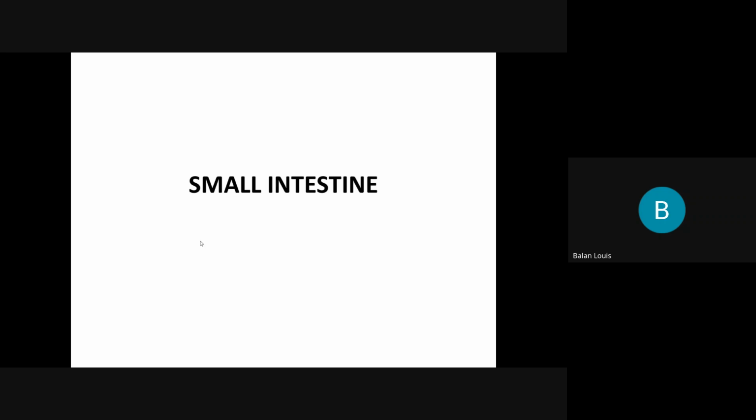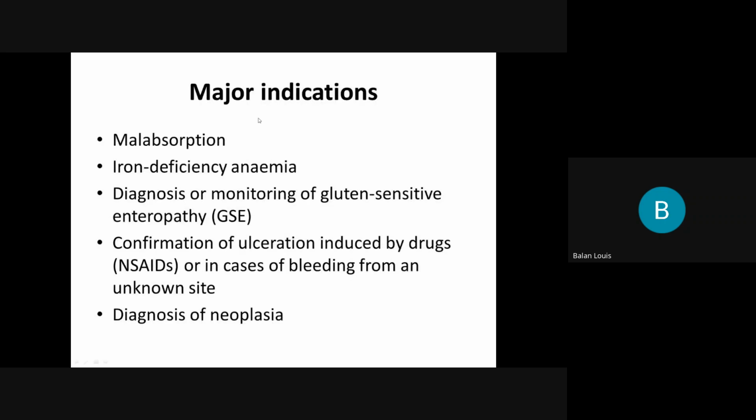So moving on to the small intestine, the major indications for small intestinal biopsy in routine practice are malabsorption, iron deficiency anemia, and diagnosis or monitoring of gluten-sensitive enteropathy, that is celiac disease. But here in our setting, celiac is almost rarely seen. Whereas in my center where I did my DM and MD, PGI Chandigarh, we used to get at least one case per day. So celiac disease was very common there.